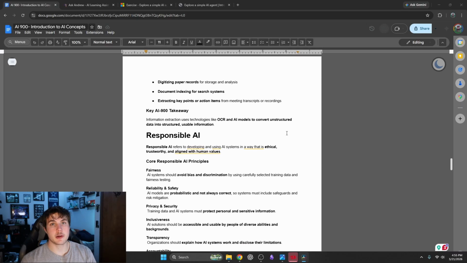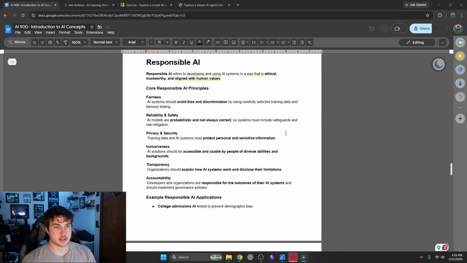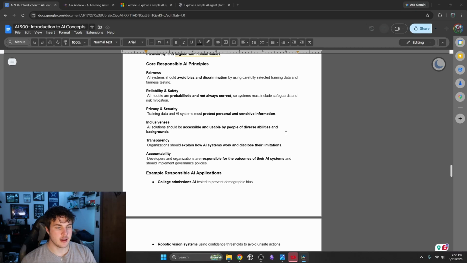Now we're going to discuss responsible AI, where responsible AI refers to developing and using AI systems in a way that is ethical, trustworthy, and aligned with human values. The core responsible AI principles include fairness. AI systems should avoid bias and discrimination by using carefully selected training data and fairness testing.